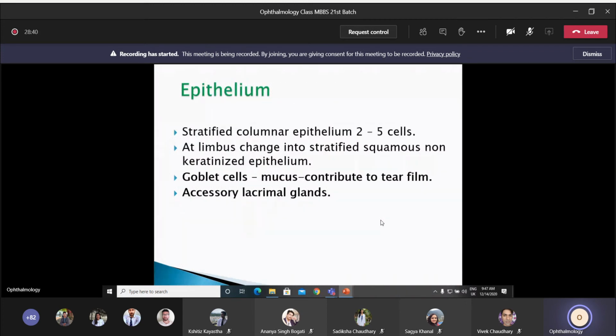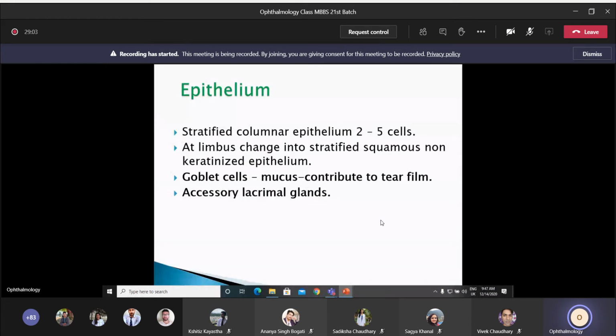Now coming to the epithelium of the conjunctiva, it is a stratified columnar epithelium which comprises 2 to 5 cell layers. Okay, 2 to 5 cell layers. However, at the limbus, this changes into stratified squamous non-keratinized epithelium. Okay, so at the limbus, it gets changed.